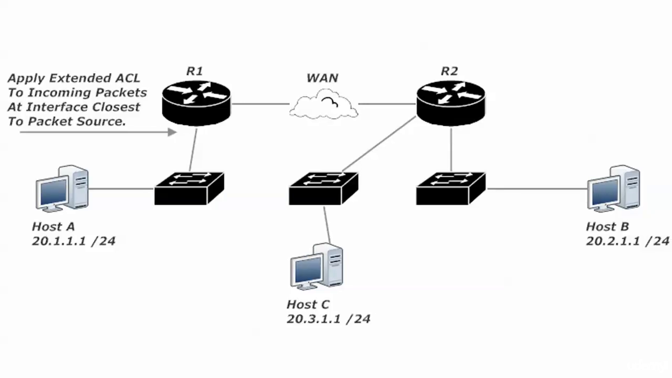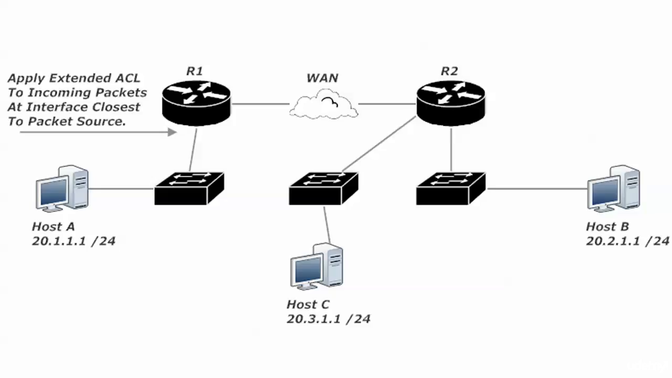Because when it comes to our extended ACL, what we want to do with that is stop the traffic as soon as we possibly can. Because in this particular scenario, if we don't want packets to get from A to B, there's no reason for packets to be sent across the WAN over to router 2 and then stopped. We want to stop them at router 1. And an extended ACL allows us to do that.